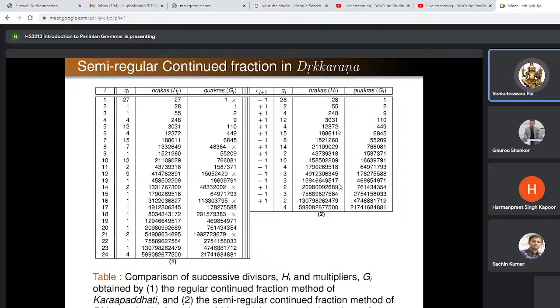And here what happens is it approximates to the nearest integer. That's why it's called the nearest integer continued fraction method. Here we have compared the successive divisors Hi and multipliers Gi obtained by the regular continued fraction method of Karna Paddhati and the semi-regular or nearest integer continued fraction method of Drikkarana.